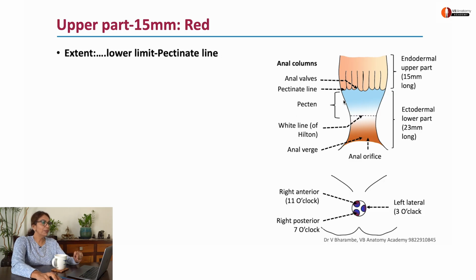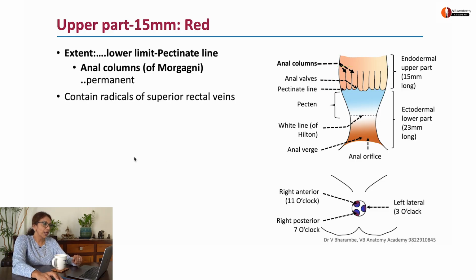It's limited below by the pectinate line. The wall of it shows the presence of longitudinal columns which are called anal columns, or anal columns of Morgagni. They contain radicals of superior rectal veins. You have to imagine that inside them there are superior rectal veins.